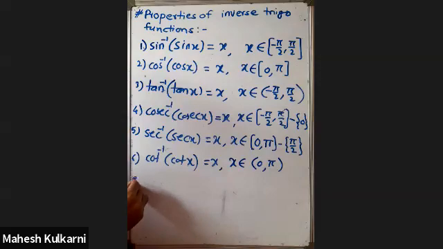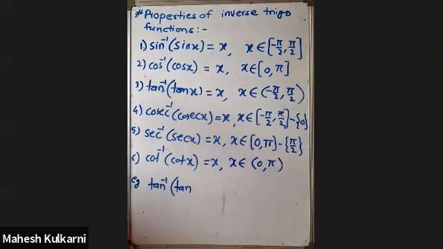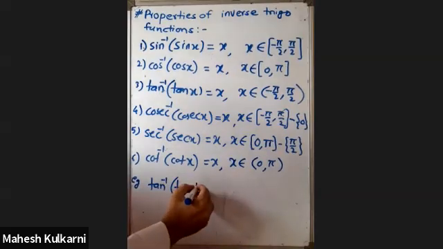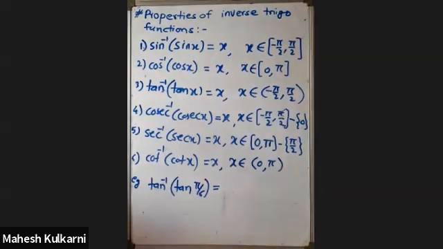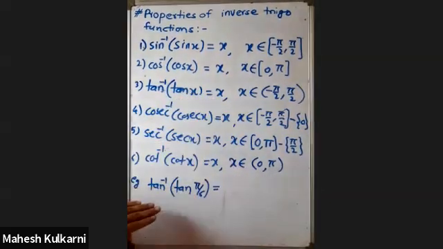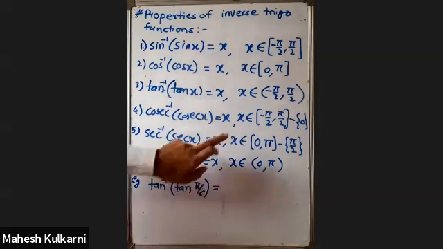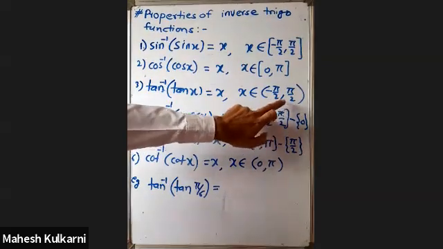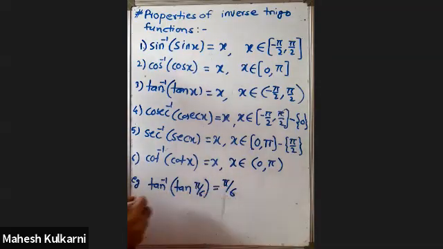Okay, let us solve one example on tan. Suppose we have to find the value of tan inverse of tan of pi by 6. Now tan inverse of tan x is x. Tan inverse of tan pi by 6. This is the angle pi by 6. And pi by 6 is allowed in this interval. So we can write directly pi by 6.